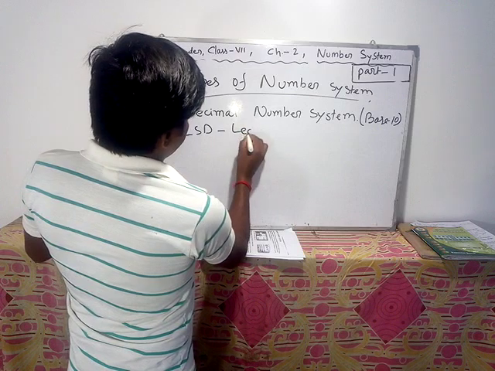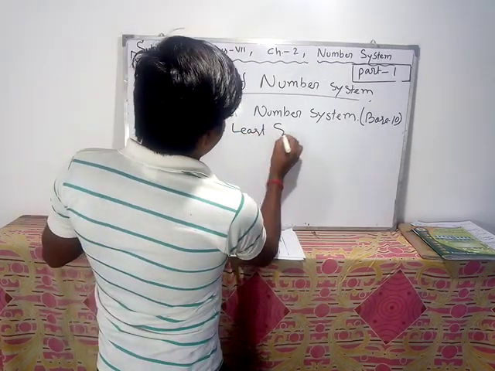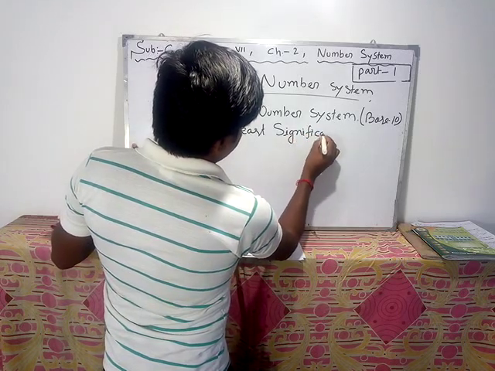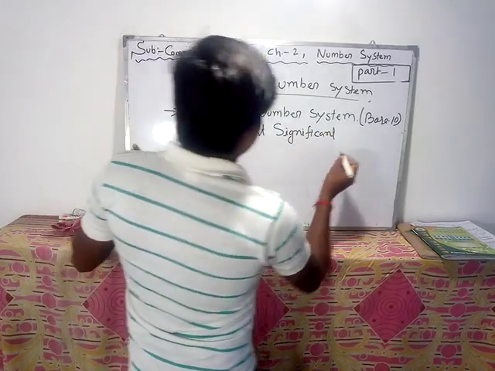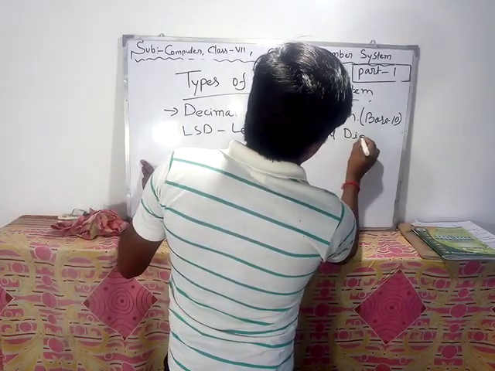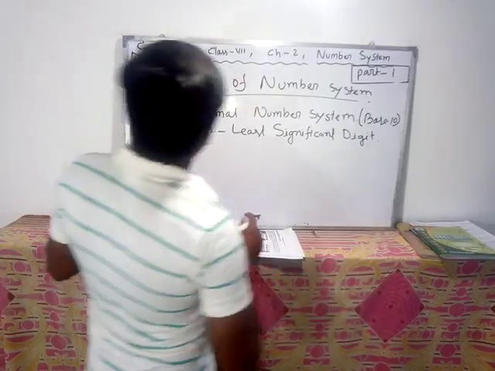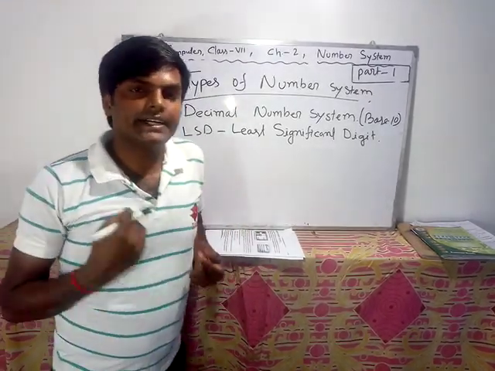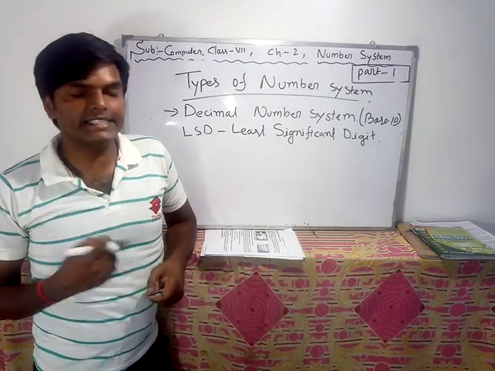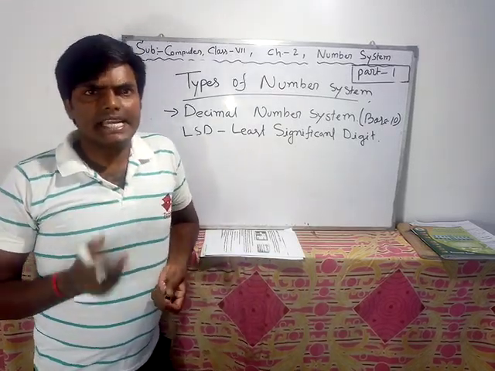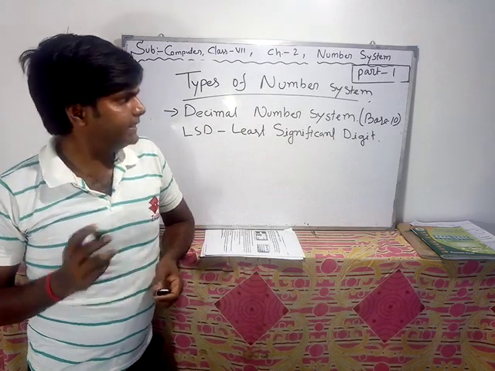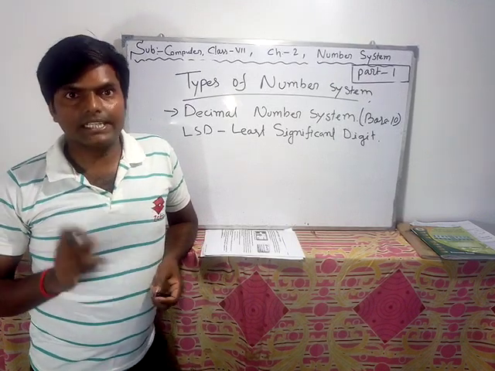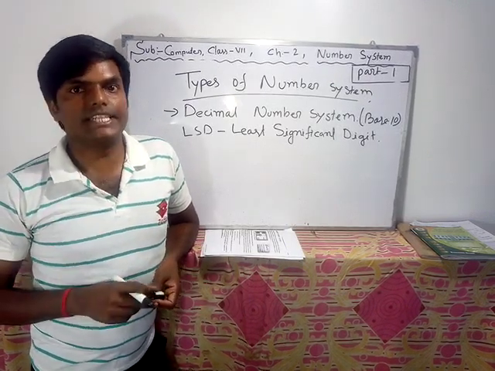Least significant digit. Okay, so the full form of LSD is least significant digit. What is that least significant digit? The digit in the rightmost position is known as the least significant digit.